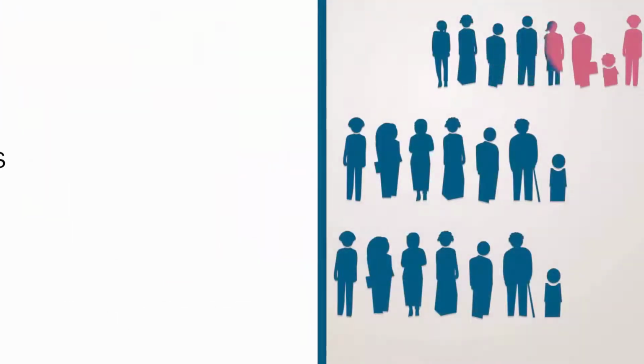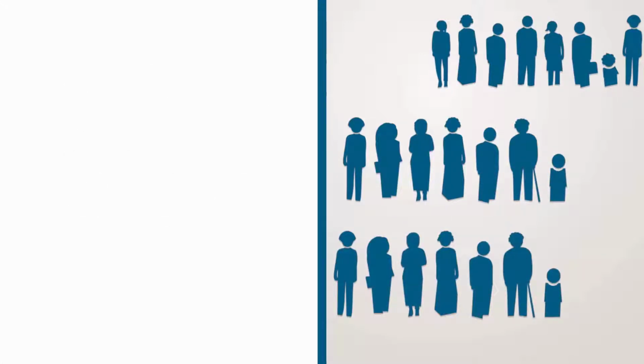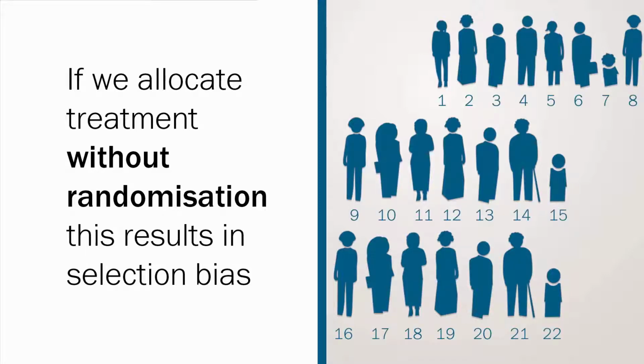In a well-conducted randomized controlled trial, selection bias is eliminated by randomization as long as loss to follow-up is minimized and the randomization procedure is carried out properly. Note that if we allocate the treatment or intervention without randomization, this will result in selection bias. An example of this would be allocation to the intervention or control arm by the order in which patients come to the clinic.